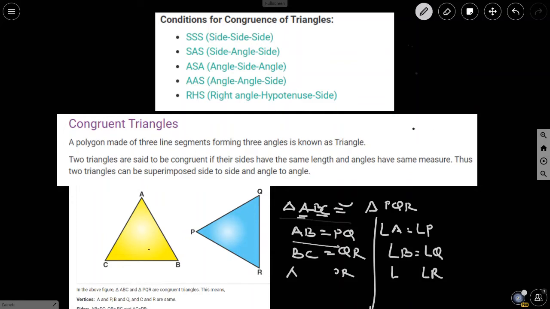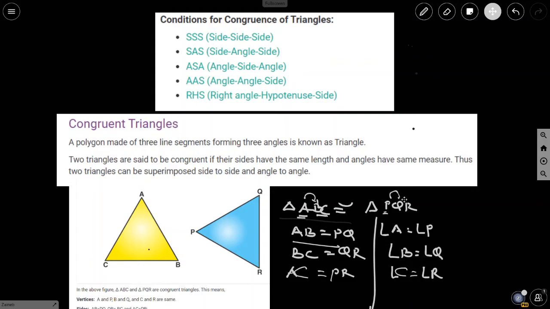Here AB is equal to PQ, the first and second vertices. BC, the second and last, is equal to QR. And the first and last, AC, is equal to PR. The first vertex A corresponds to the first vertex P of triangle PQR. So angle A is equal to P, B is equal to Q, and C is equal to R.